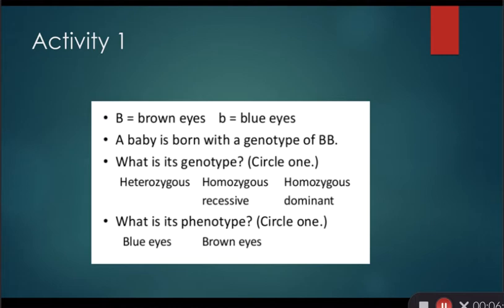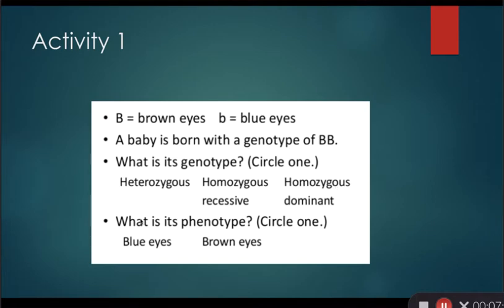So the first one, we know that a capital B means brown eyes, and a lowercase b means blue eyes. A baby is born with a genotype with 2 capital B's. Now, what does that mean? What is the genotype? The genotype, obviously because it's 2 of the same thing, we already know that that means it's homozygous. And because the 2 B's are capital, we know that a capital denotes dominant. So the genotype would be homozygous dominant.